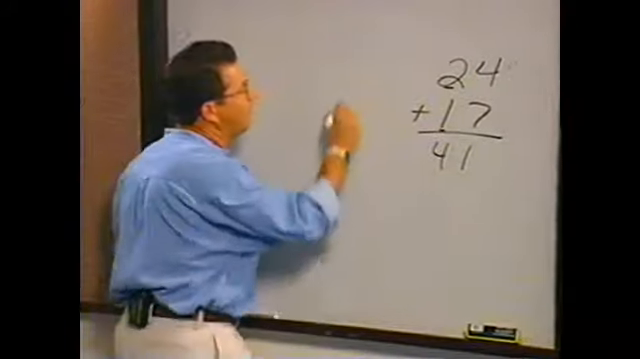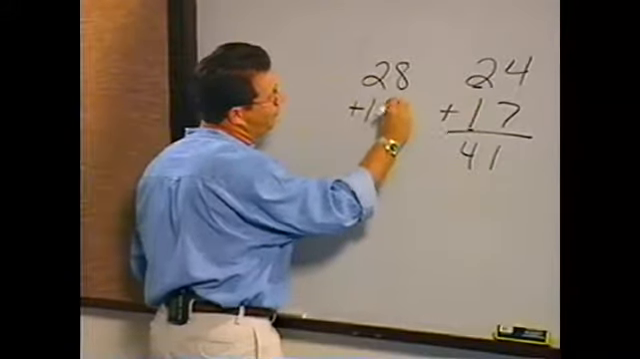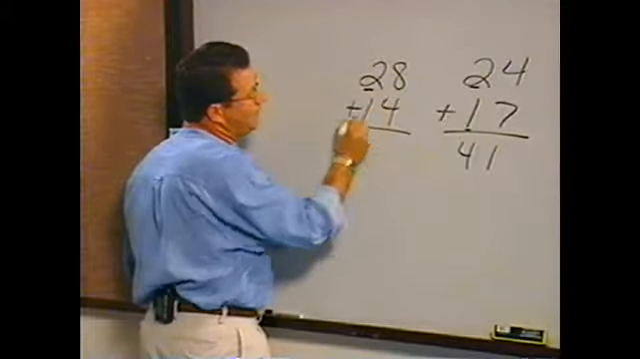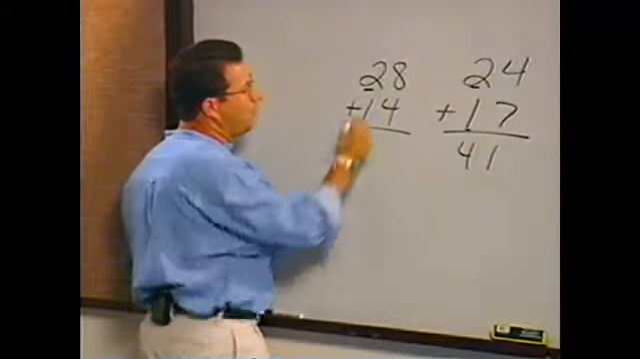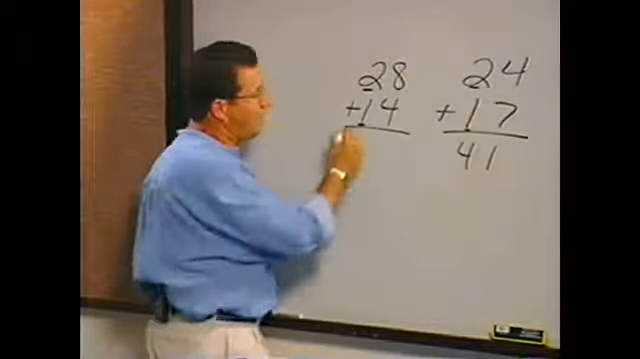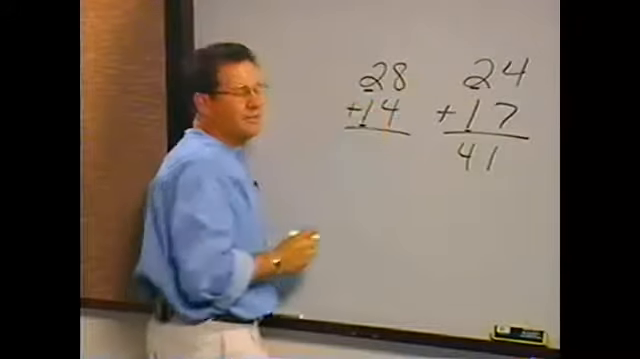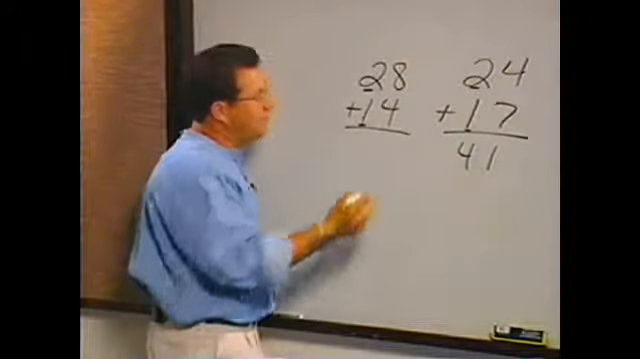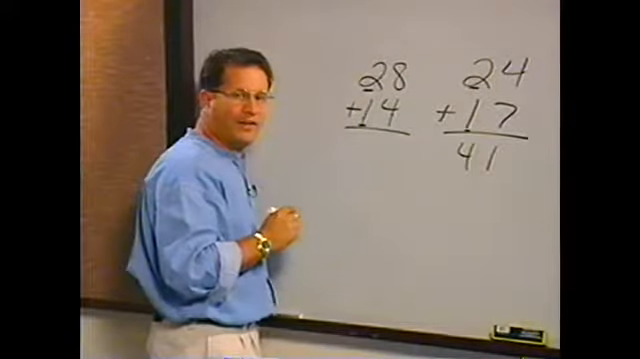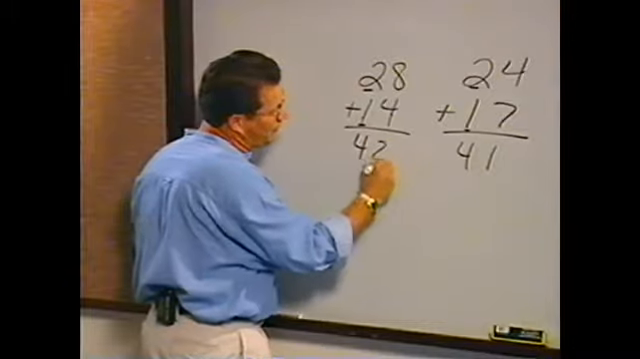Let's try another one. How about 28 plus 14? Starting on the left, this is 20, this is 10. What's 20 plus 10? The answer is 30. And then we go up to the next column. What's 30 plus 8? The answer is 38 plus 4 more. 38 plus 4, what's that? You should get 42. So the answer is 42.